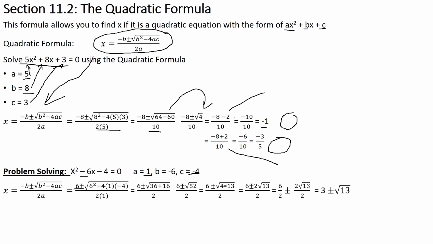And I can clean that up a little bit. Square root of 52 is the same as square root of 4 times 13, and that is simply 2 times square root of 13. Pull that 4 out, turn it into 2. So that is 6 over 2 for the first part, plus or minus 2 times square root of 13 over 2. The 2's cancel out. So 6 over 2 is 3. And in the second part, 2 square root of 13 over 2, the 2's cancel out, and it's left with square root of 13. So the final answer is 3 plus or minus square root of 13.